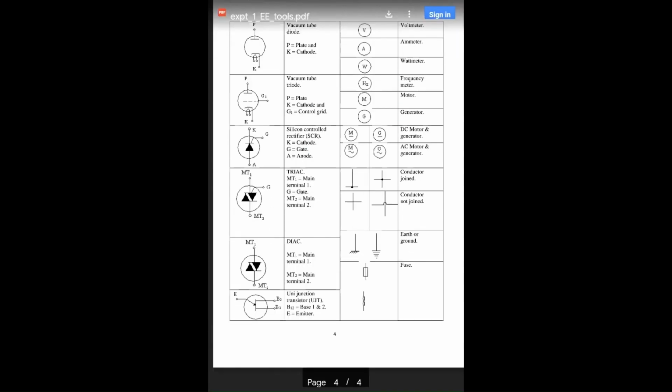Diac and triac have an application in the fan regulator. We have two types of fan regulators. One is the 1-2-3-4 step type, which is resistance based, and the other gives a smooth transition of fan speed. There the triac is used. These have main terminals and a gate terminal. Similarly, the unijunction transistor has base terminals and an emitter. Fusing is there, earthing is there, conductors are either joined or overlapping, and the symbols are different. Voltmeter, ammeter, wattmeter, these you all know. Motors and generators are represented by M and G at the center. If it is a DC motor, then the DC symbol is used; for an AC motor, the AC symbol is used.